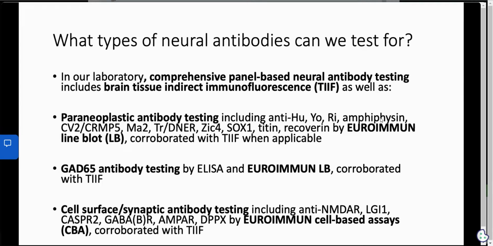So what types of neural antibodies can we test for? Well, in our laboratory, comprehensive panel-based neural antibody testing for autoimmune encephalitis includes brain tissue indirect immunofluorescence, or TIF, as well as paraneoplastic antibody testing for the antibodies you see there, with Autoimmune line blot corroborated with TIF when applicable, GAD65 antibody testing by ELISA, as well as Autoimmune line blot corroborated with TIF, and cell surface synaptic antibody testing, including the ones you see there, by Autoimmune cell-based assays, and again, corroborated with TIF.